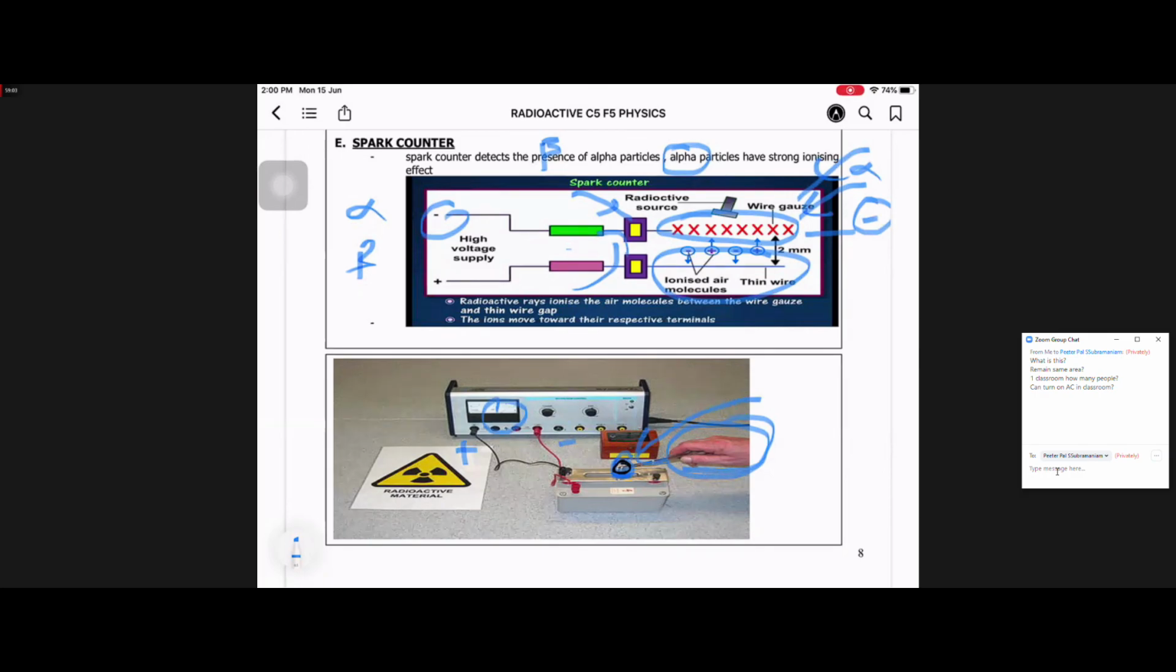The spark counter will have sound. You can see on YouTube there are videos. It creates a normal clicking sound like that. Okay. And if beta enters, if beta is able to enter through or is reflected, there is also sound. If it is able to enter through, beta will be discharged by the positive terminal. All right, that's it. Any question?